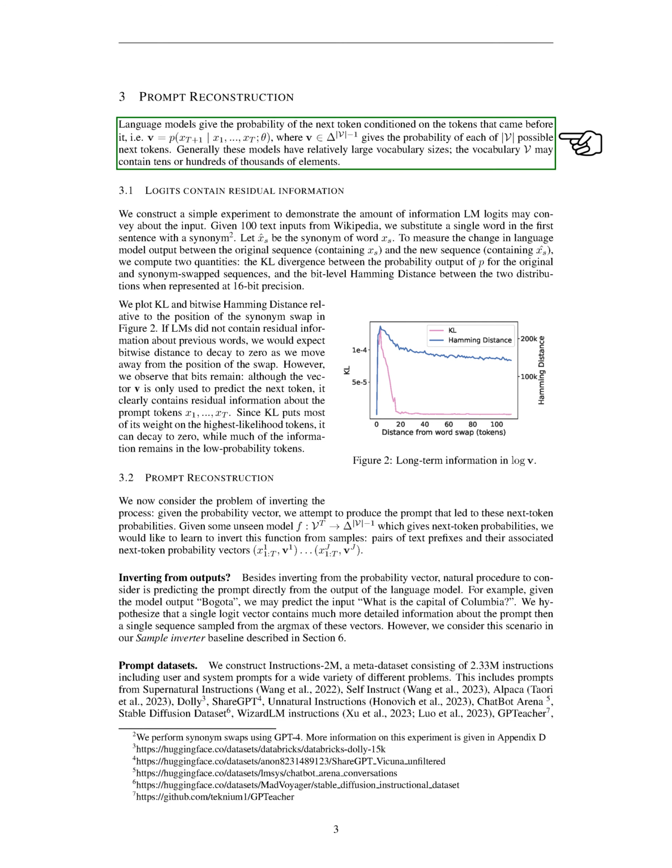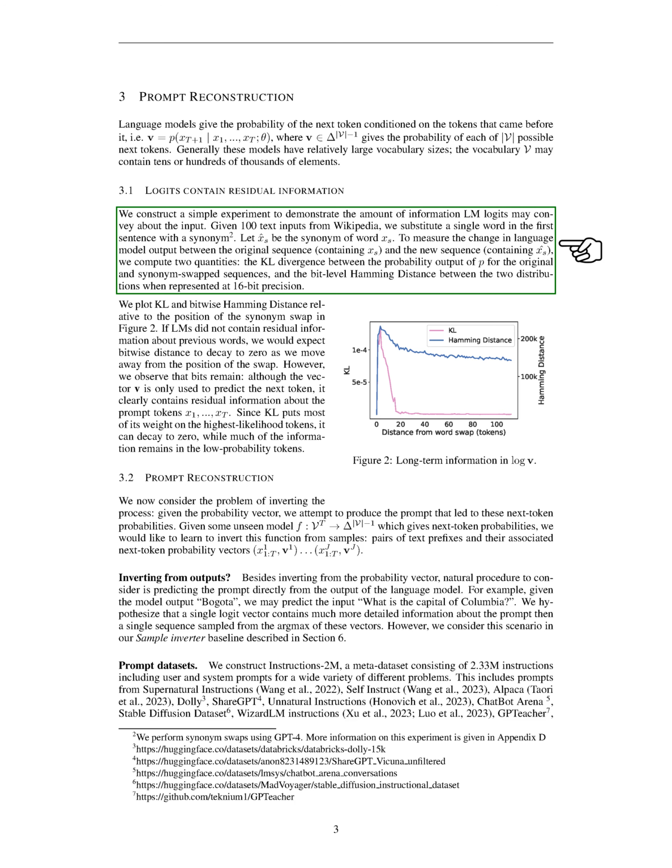Section: Logits contain residual information. In this section, we conducted a simple experiment to show how much information the language model, LM, logits can reveal about the input. We took 100 text inputs from Wikipedia and replaced a word in the first sentence with a synonym. We denoted the synonym of word x_s as #x_s.